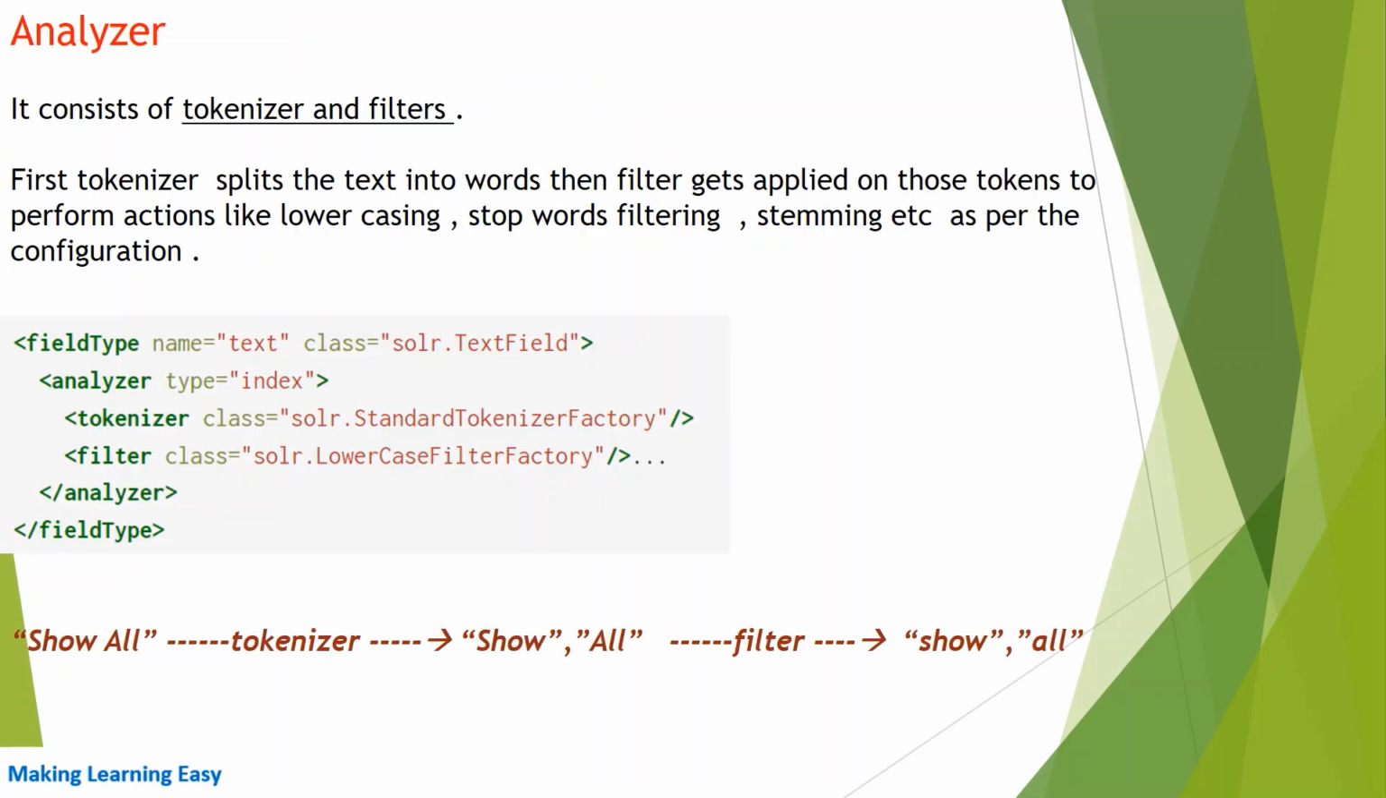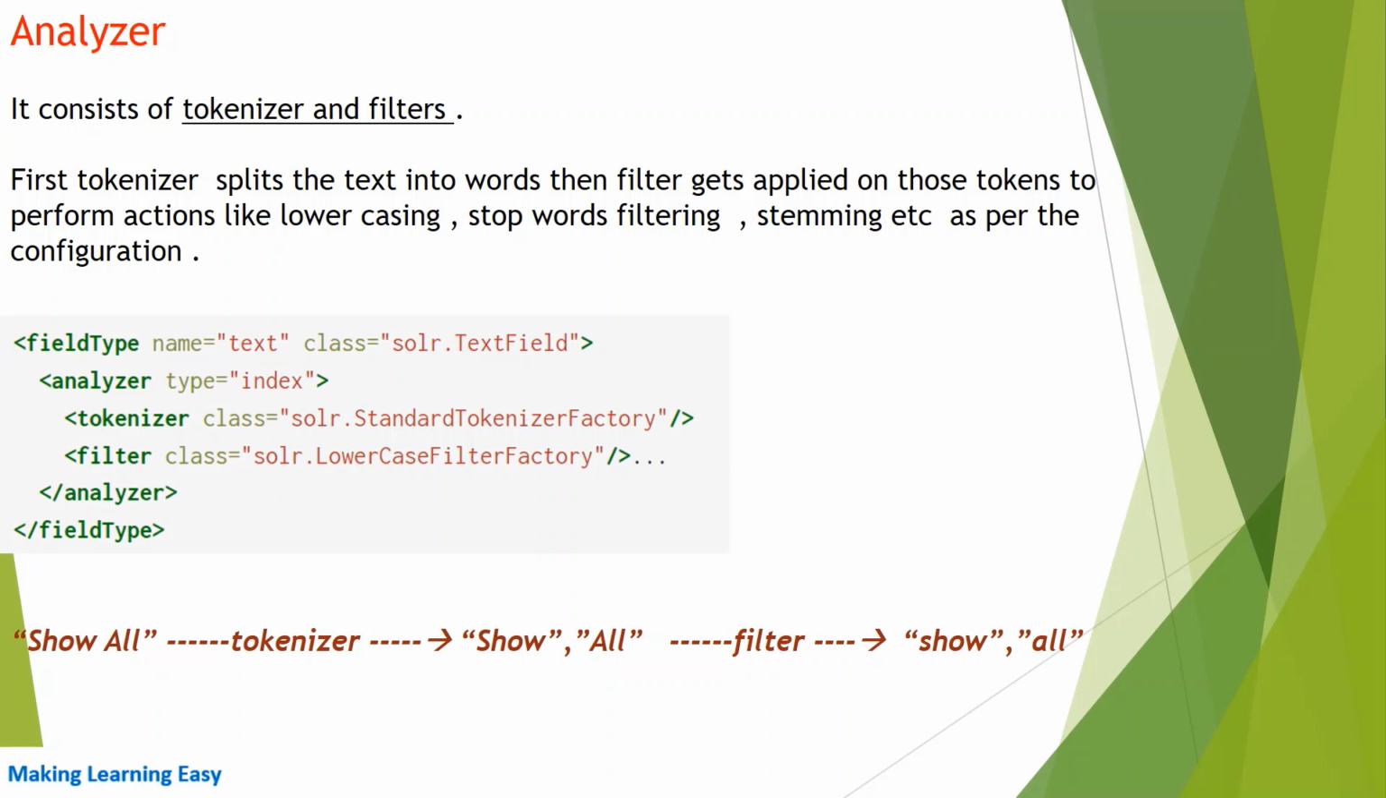I have also mentioned the analyzer because tokenizers are part of analyzers. The analyzer consists of a tokenizer and filters. First, the tokenizer splits the text into words, then filters get applied on those tokens to perform some actions like lowercasing, stop word filtering, stemming, etc., as per the configuration of the analyzer.